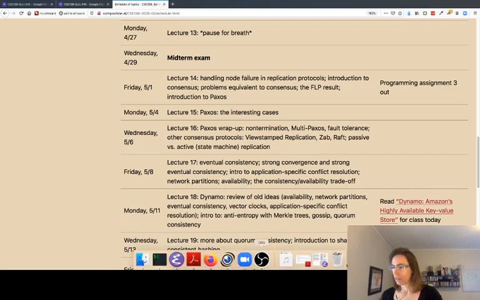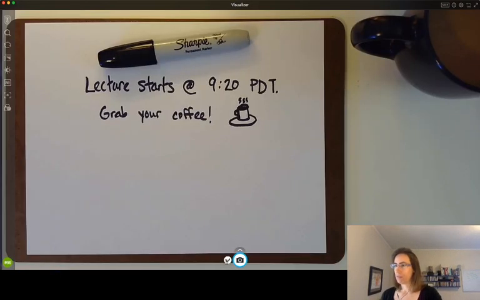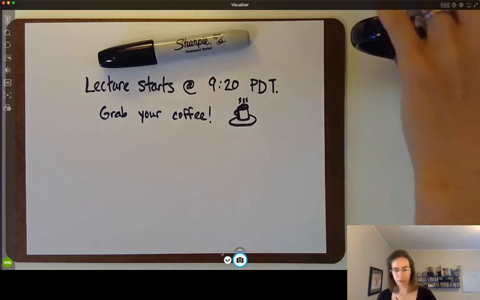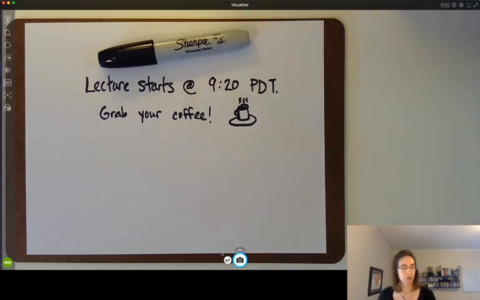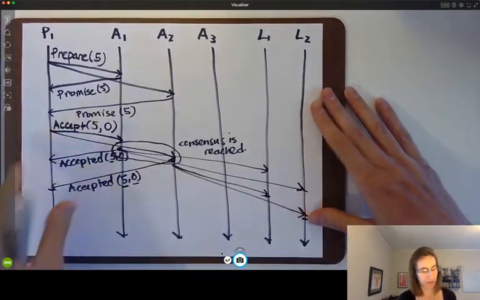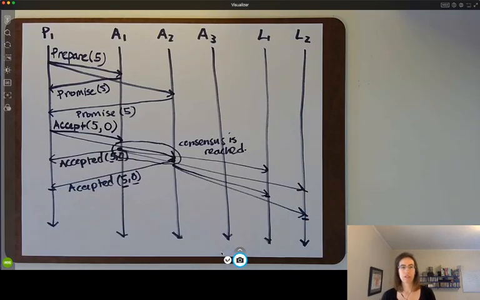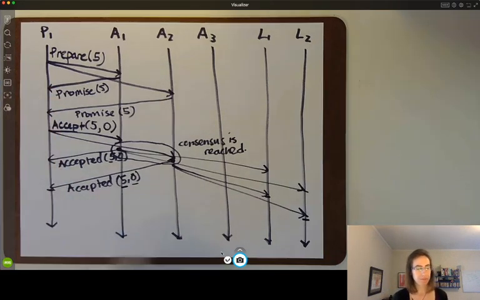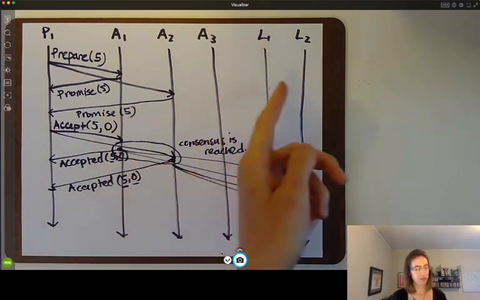Okay. So let's go on to the main topic for today, which is we're coming back to Paxos. In lecture on Friday, we began to talk about Paxos, and this is the picture that we ended up with at the end of Friday. This is like Paxos, the easy parts. And today we're going to be talking about Paxos, the interesting parts. So this is a very simple run of Paxos. We had one proposer. We have 3 acceptors and 2 learners.